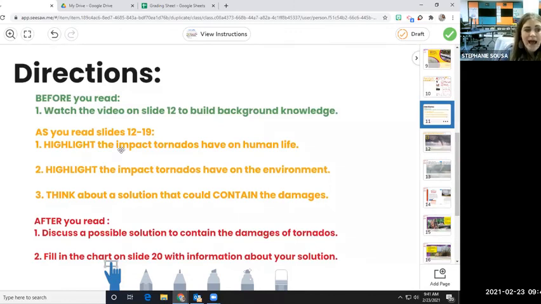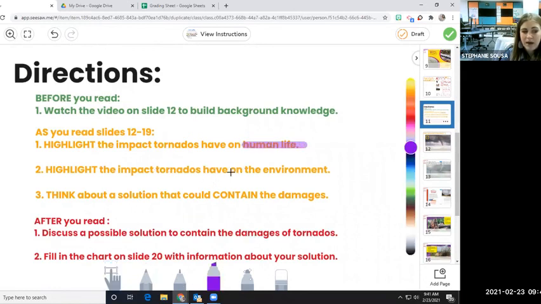Then it says, as you read, you're going to highlight the impact that tornadoes have on human life. You're going to highlight the impact that tornadoes have on the environment. As you're reading, you're going to be thinking about solutions that would contain the damage. Not stop the tornado. You can't do that. We don't have that power, but we do have the power to make the damage less.